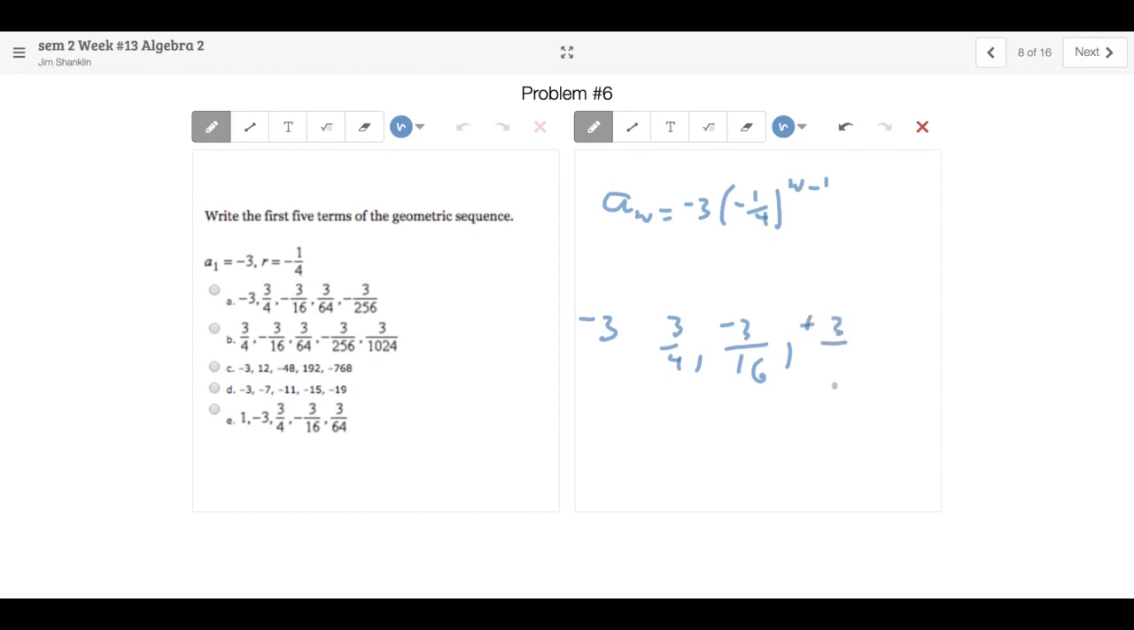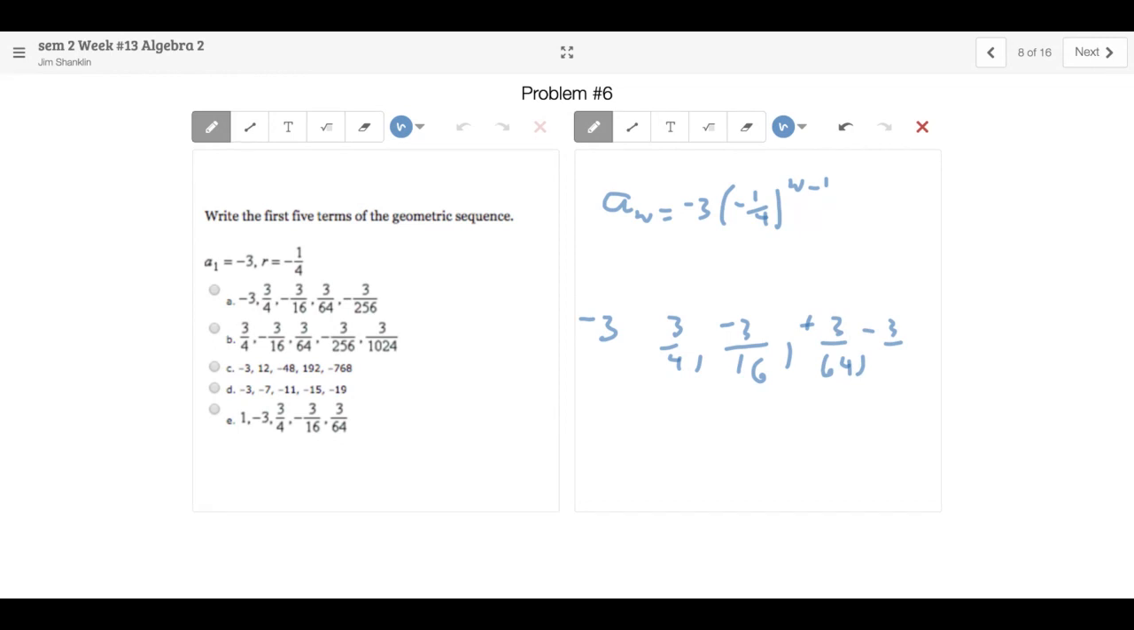And then my next term, I'm going to multiply by negative 1 fourth, which would give me positive 3 over, is that 64? And then it's going to be negative 3 over 256. So which one of those is the correct value? Letter A, negative 3, 3 fourths, negative 3 sixteenths, 3 over 64, negative 3 over 256. I agree. Very good.